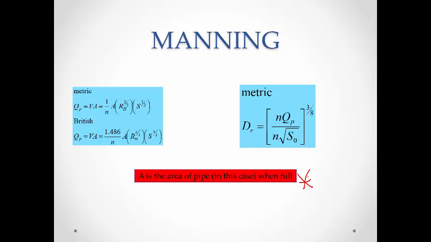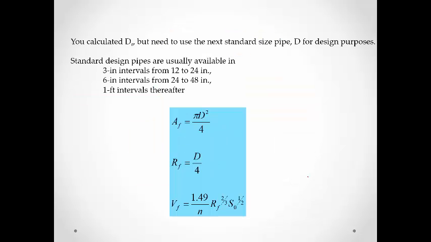Now, remember that Manning we used in the past, and we could also use Manning for open channels. So this is just an example of how to calculate those pipes. You can use other equations, okay? And then the pipes come in standard designs, so in 3-inch intervals from 12 to 24, 6-inch from 24 to 48, and 1-foot intervals thereafter.